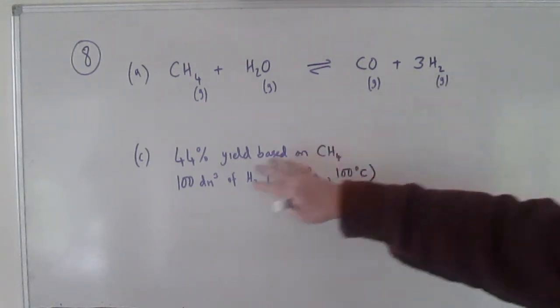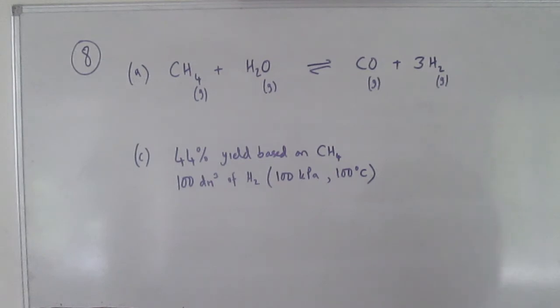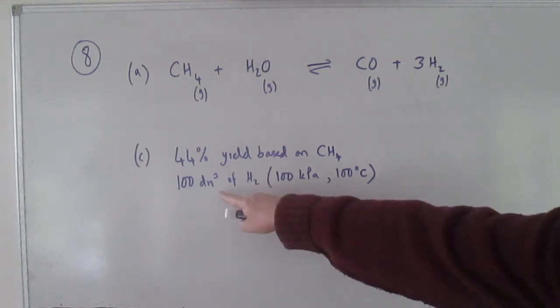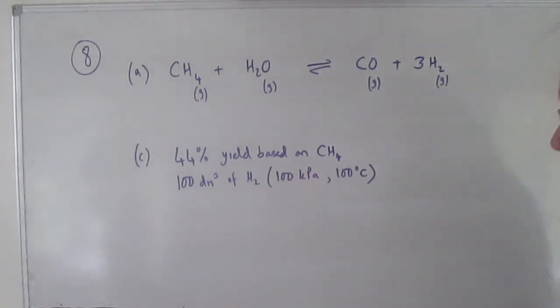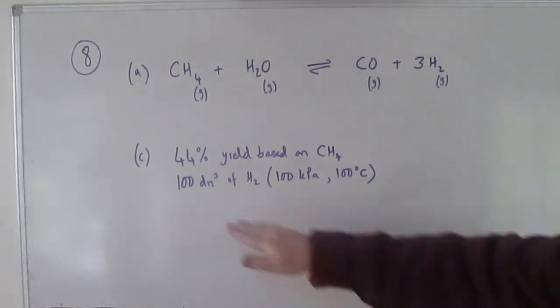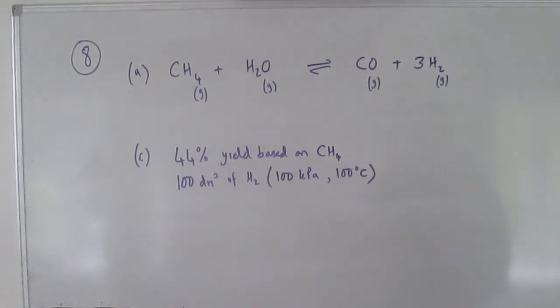Okay, in part C, we've got to figure out how much methane we need to produce 100 dm cubed of hydrogen measured under those conditions. So that's obviously going to depend on taking account of the 44% yield, but before we can do that, we need to know how many moles this is. So our starting point is to recognise that if we're given a volume of gas, there are two approaches to calculating moles. If it was at room temperature and pressure, we could use the trick with 24 dm cubed, but it's not. It's at 100 degrees C.